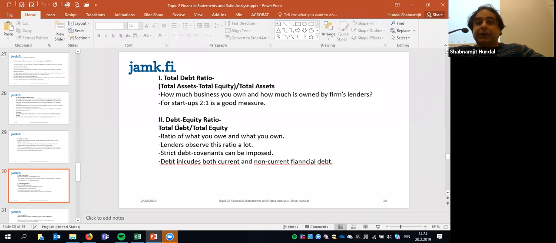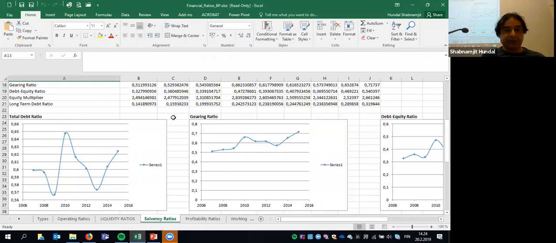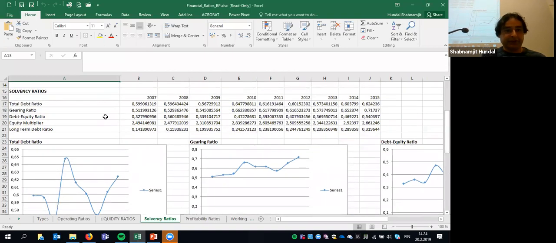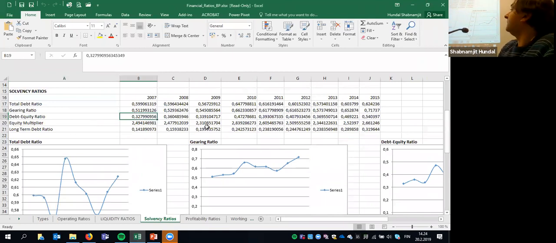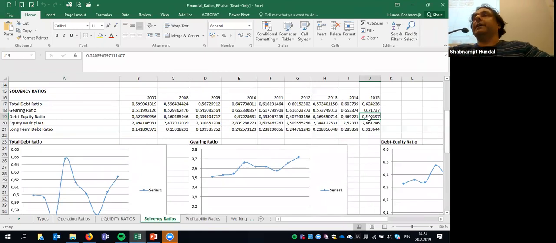Lenders observe this ratio a lot. Have a look at this debt to equity ratio. Can you see this? It shows that BP used to have 54%. So for every $1 of shareholding or equity, BP used to have 54 cents of debt. But over time, debt is going down. Over time, the company's debt is going down.